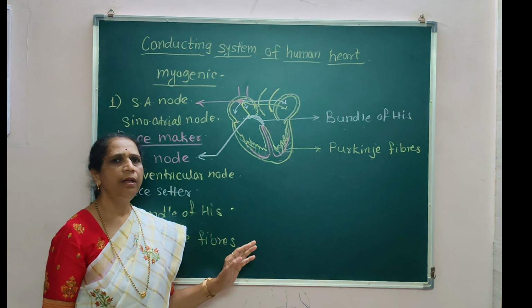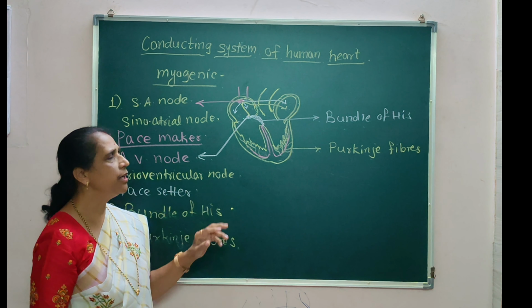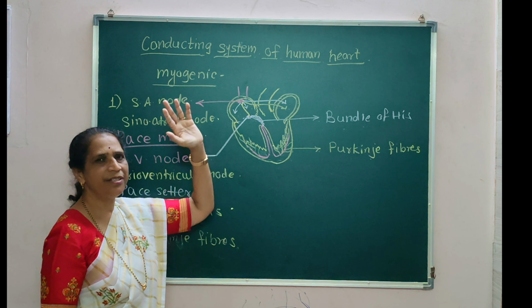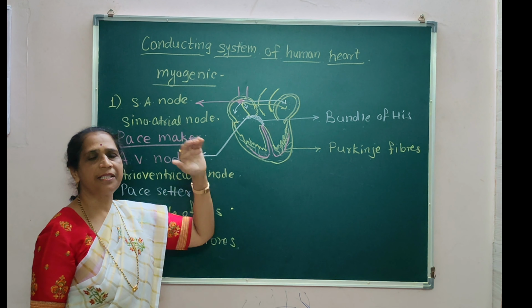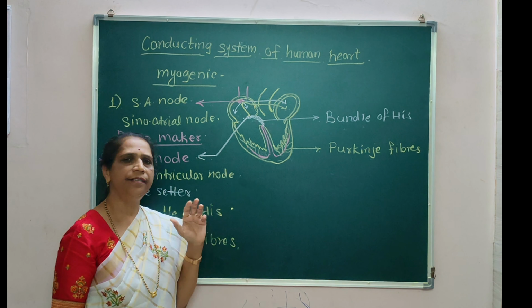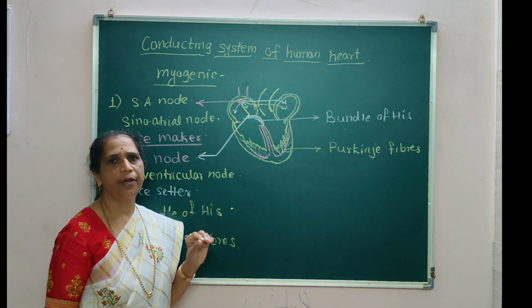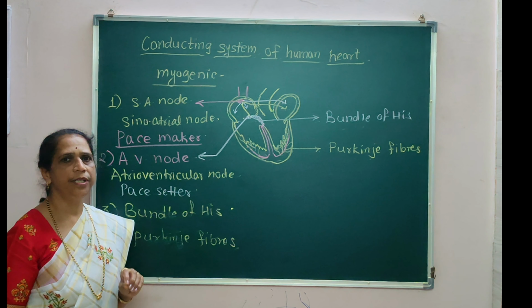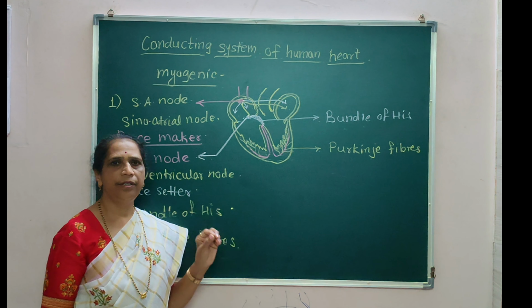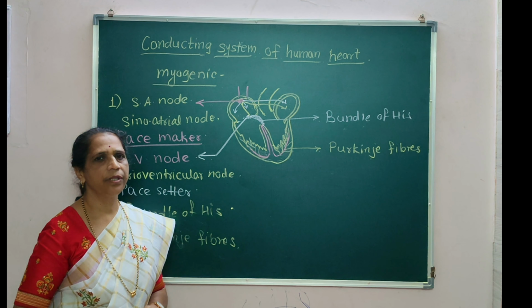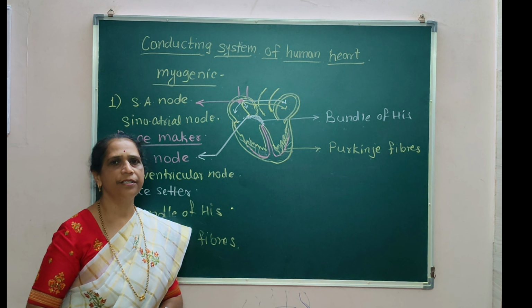And why is the human heart myogenic? Myo means muscles and genic means generates. The cardiac muscles themselves can generate the impulse, and hence the human heart is myogenic, and it maintains autorhythmicity by generating or initiating and transmitting impulses. So here we completed the conducting system of the heart.